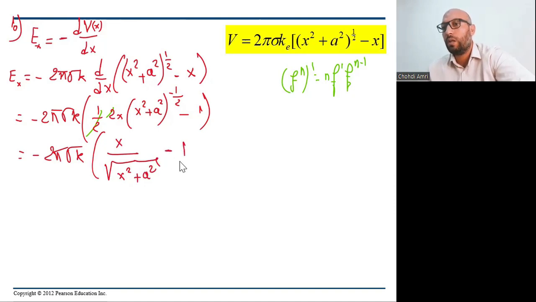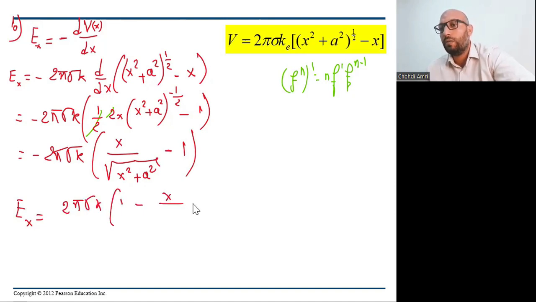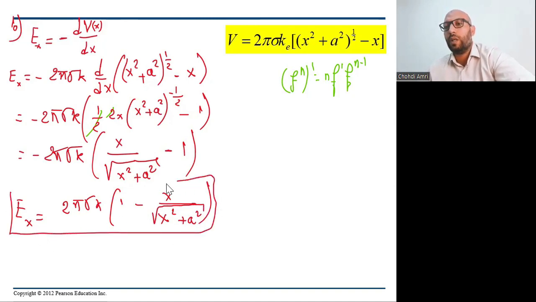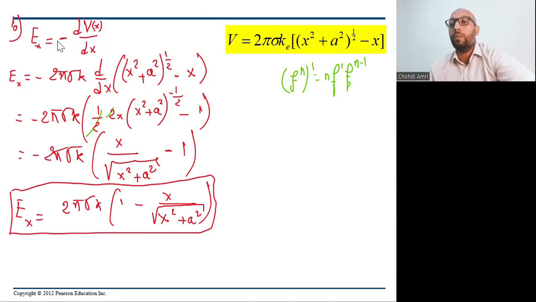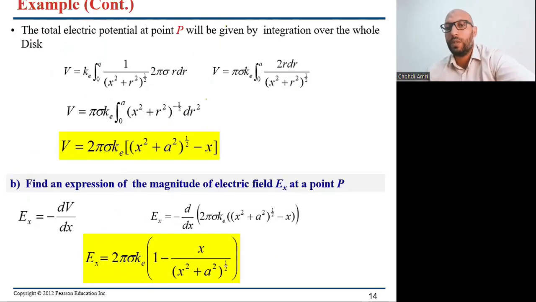minus 1. That's all. So we can write the magnitude of the x component to be 2 pi sigma k factor of 1 minus x over square root of x squared plus a squared. That's all. This is the electric field at the point P, starting from the electric potential and using the equation, the electric field is equal minus gradient of V. We are done. Let's see if we have any other question. No, we are done. We don't have any other question.